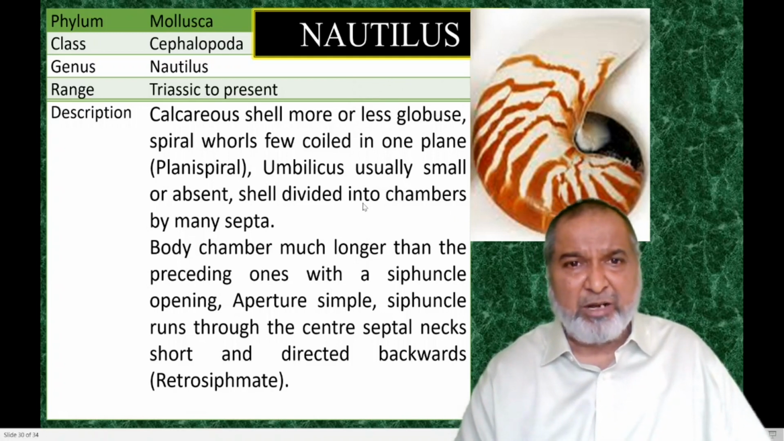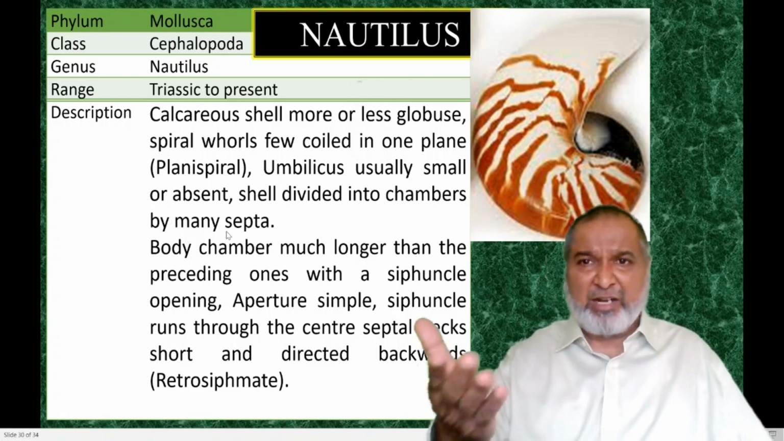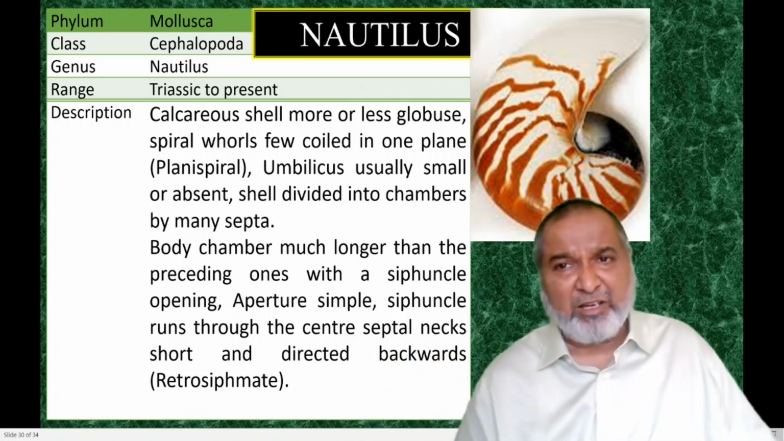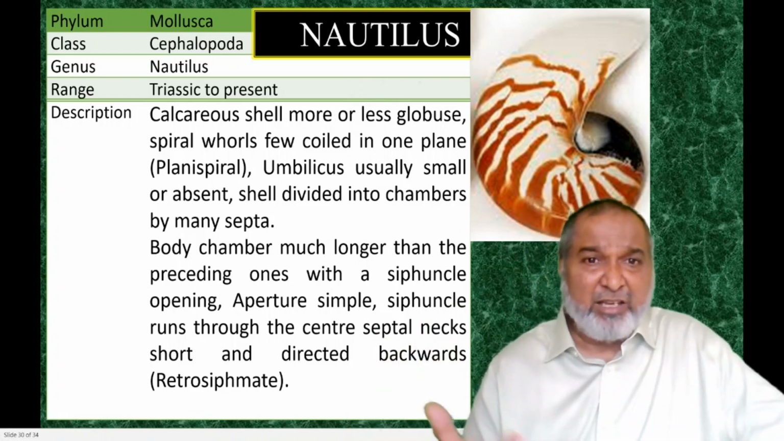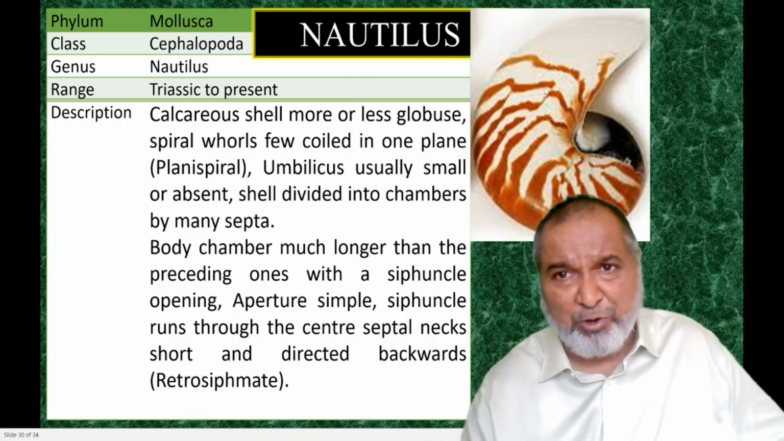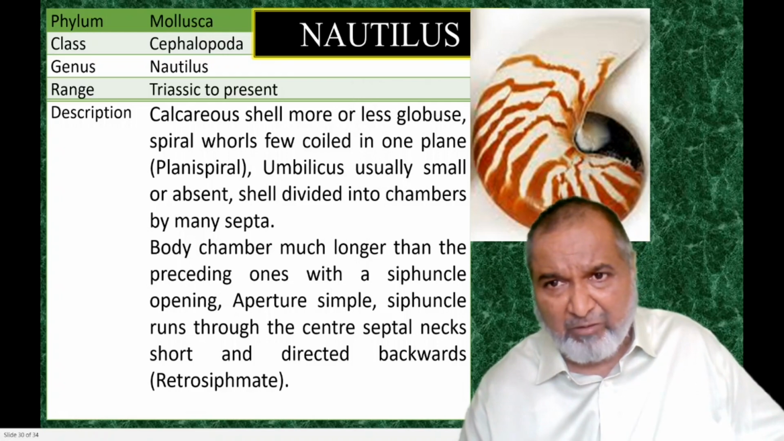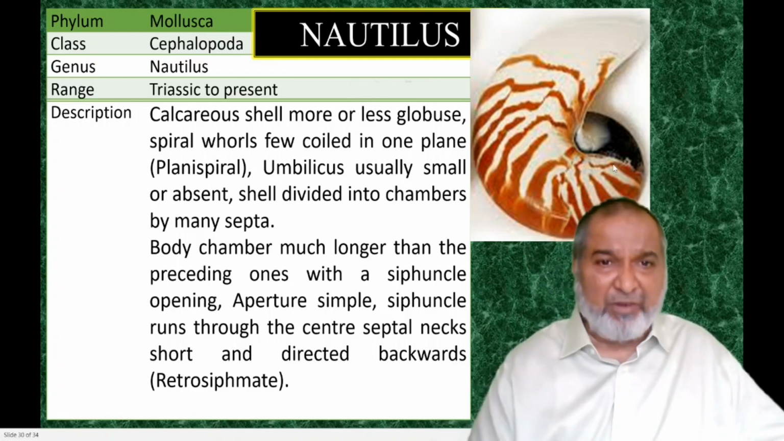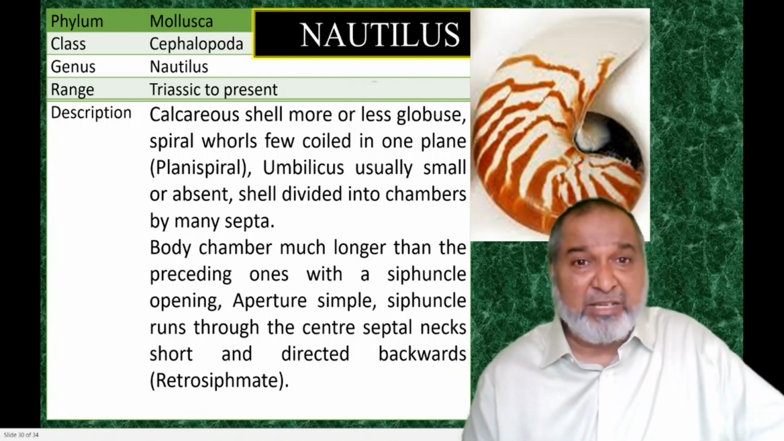Shell is divided into a number of chambers by the septa. But now we could not see them. If you take the cross section, then only you can see the septa. But the septa are more, because due to the septa we get the suture line which is there on the top. That will reflect that the number of septa are more.